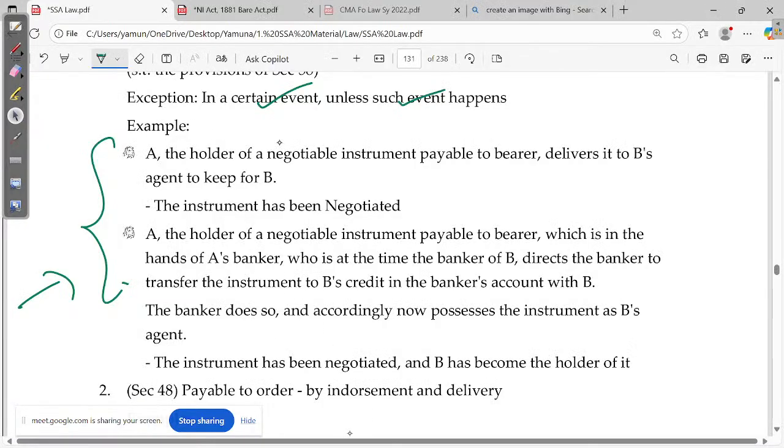First example. A, the holder of a negotiable instrument payable to bearer. Payable to bearer, so anybody can hold it. He delivers it to B's agent. Yes, it's a constructive delivery. The instrument is negotiable.